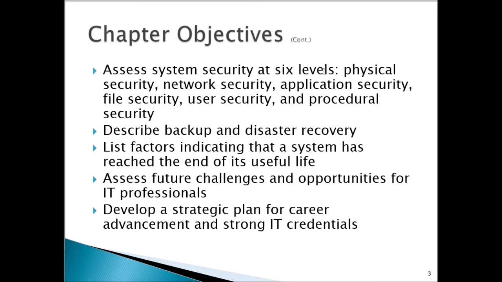List factors indicating that a system has reached its end of useful life. Assess future challenges and opportunities for IT professionals. Develop a strategic plan for career advancements and strong IT credentials.